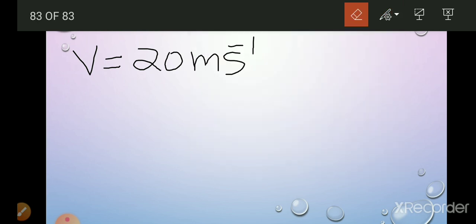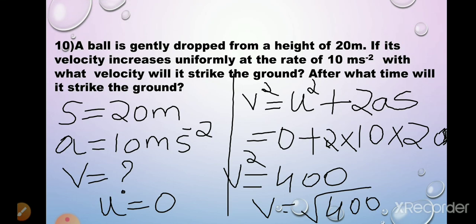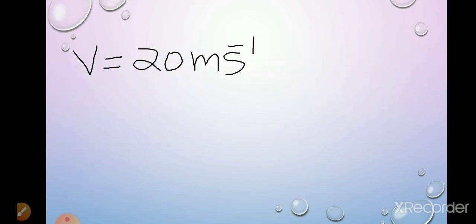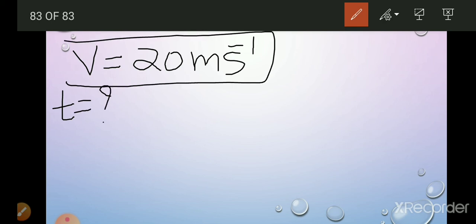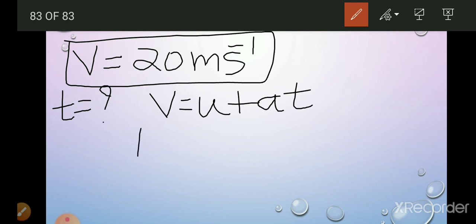So how to find the time? Here, after what time will it strike the ground? To find the time, we don't know time, is it? So let us use the first equation, that is v is equal to u plus at. So time t is equal to what happens? v minus u divided by a.